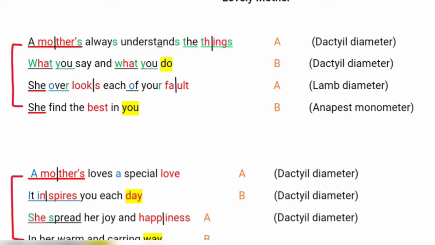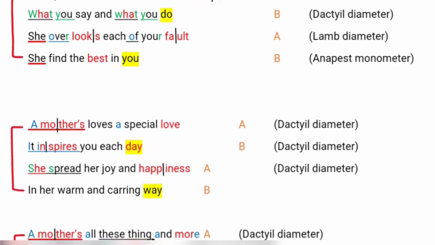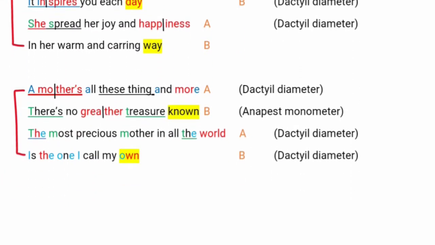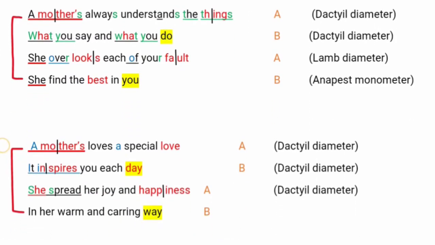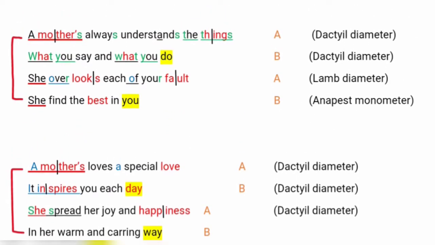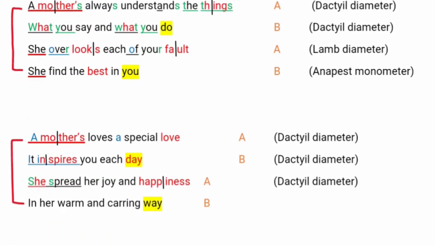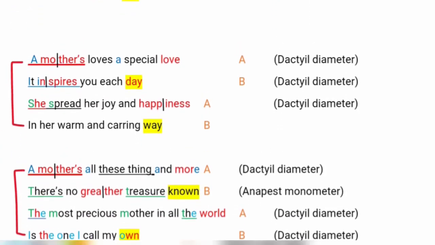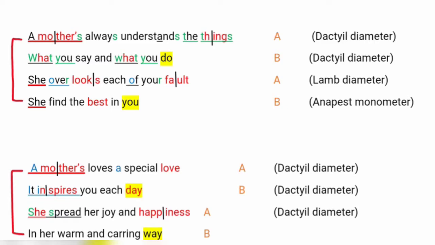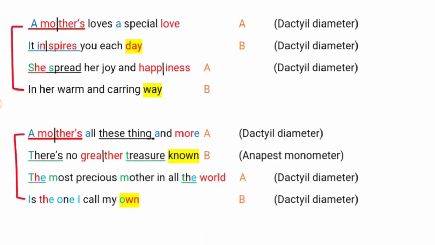Like in this poem, mother's, a mother's, and a mother's. This is a repetition. Why? Because the poet repeats the word mother in the three stanzas. In the first stanza, the poet wrote this word.